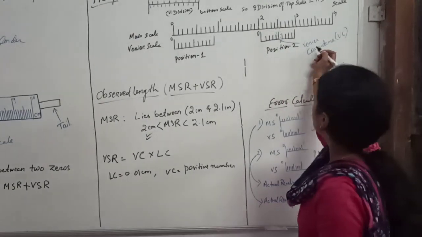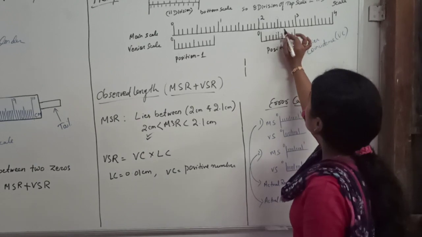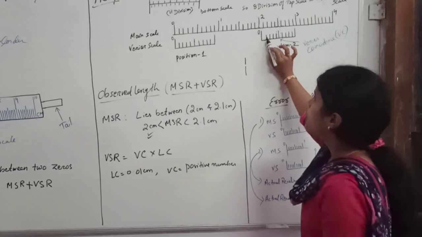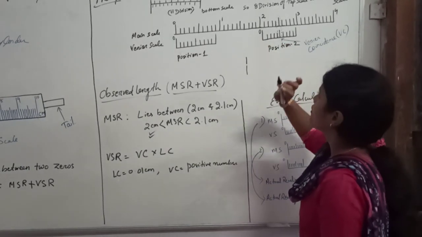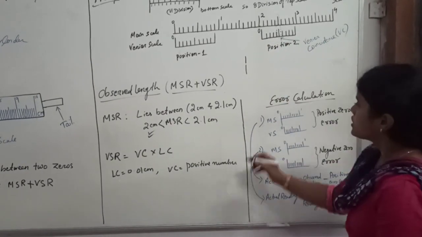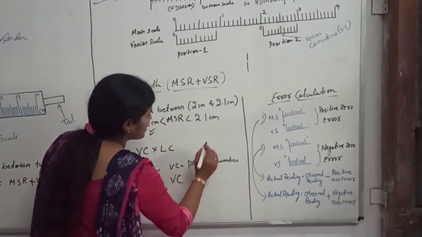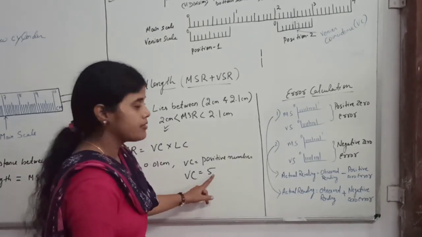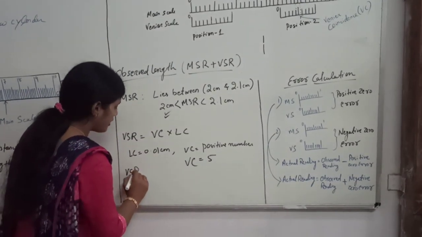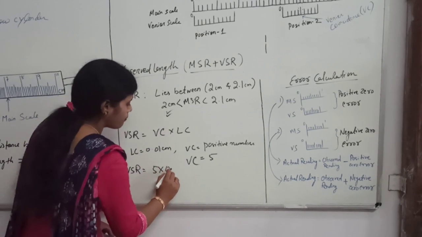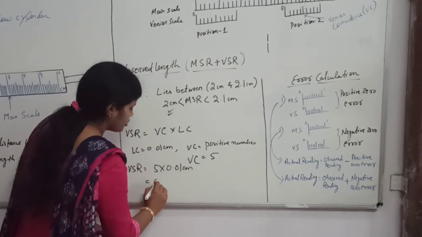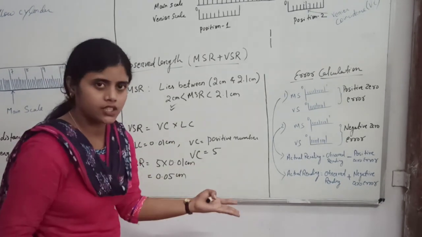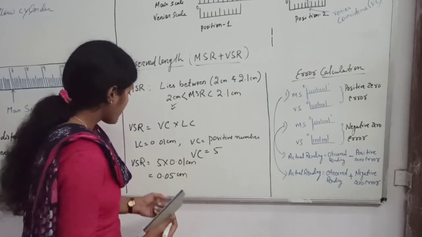So now how will you find the vernier coincidence? You have to ignore the zero line, I have already told you. You count from here: 1, 2, 3, 4, 5. So here the vernier coincidence is 5. After knowing this 5, it is very easy to find the value of DSR. 5 into 0.01 centimeter will give you 0.05 centimeter. It is very easy because the value of the least count is fixed for a particular instrument. Okay.